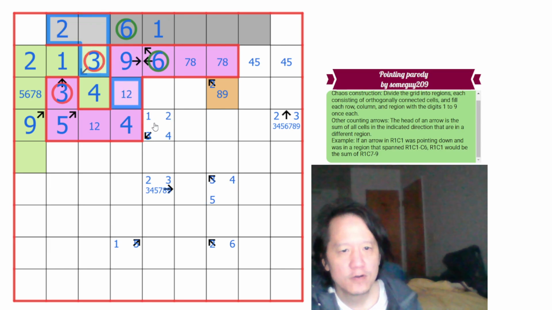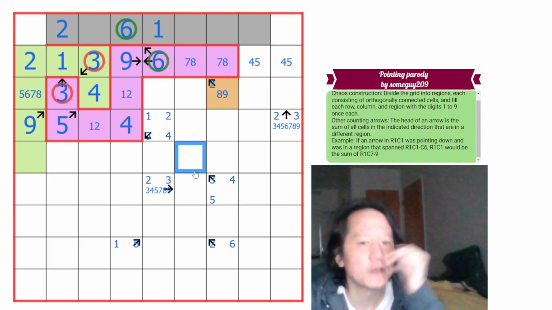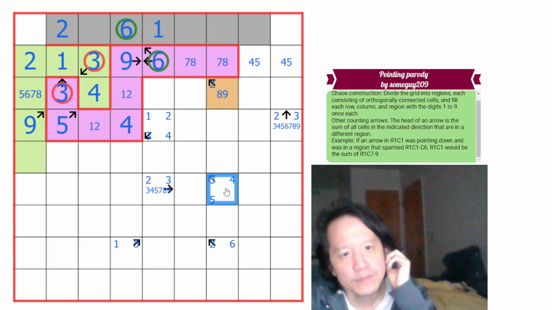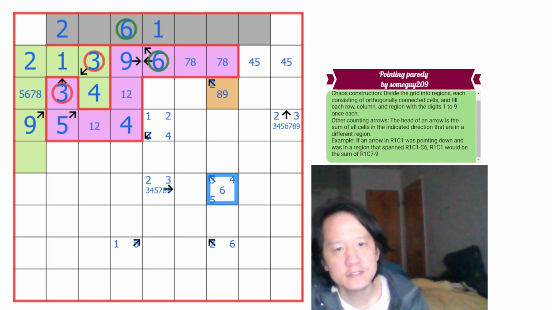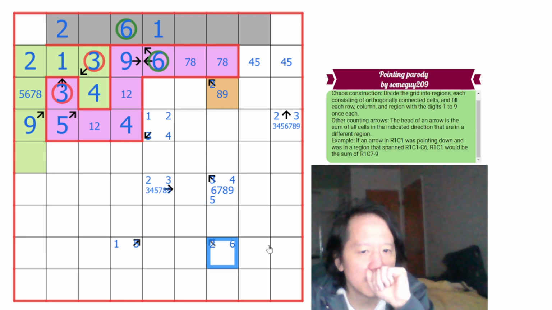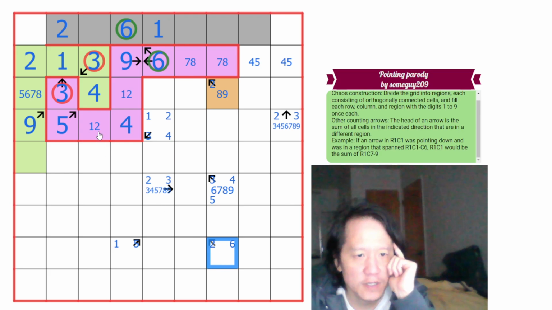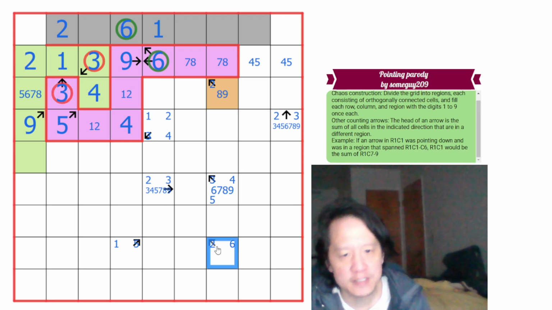Can it be 5? This is at minimum 2. So you could have 2, 3, 1, 2, and that could be 1. So it still could be all 5. This is at least 6. 6, 7, 8, or 9. This has to contain... interesting. Neither of these can be part of this cell or this region, wherever this region is. So this is also at minimum 6, 7, 8, or 9. So it can't be 2.